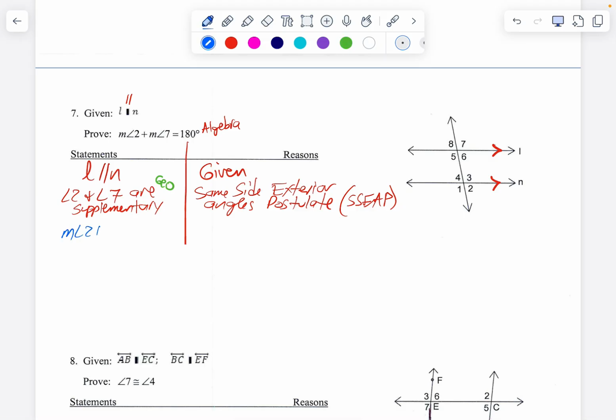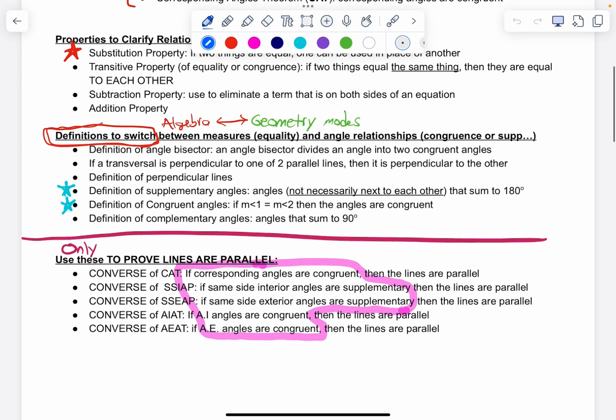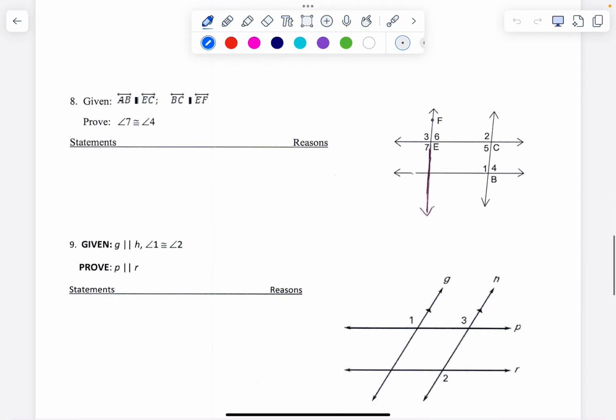So now we can say measure of angle 2 plus measure of angle 7, and that is the definition of supplementary angles. Okay, just back to our reference to show you where I was looking. Switch between measures and angle relationships like congruence or supplementary, algebra to geometry and back. So we just used number 1, 2, 3. We just used number 4, definition of supplementary angles. Okay, so that was a shorty. And then you said number 8, right? All right.